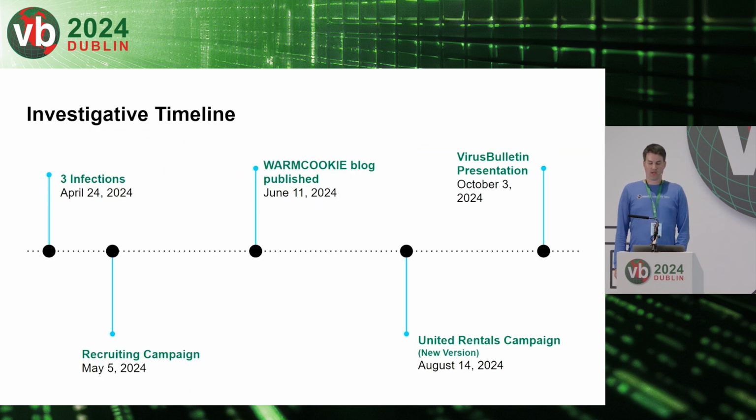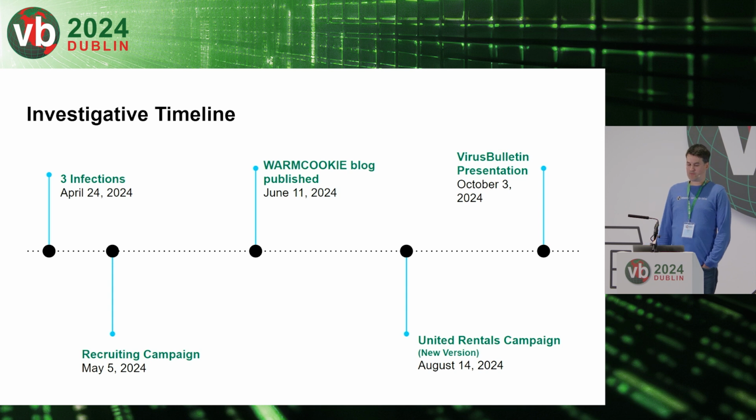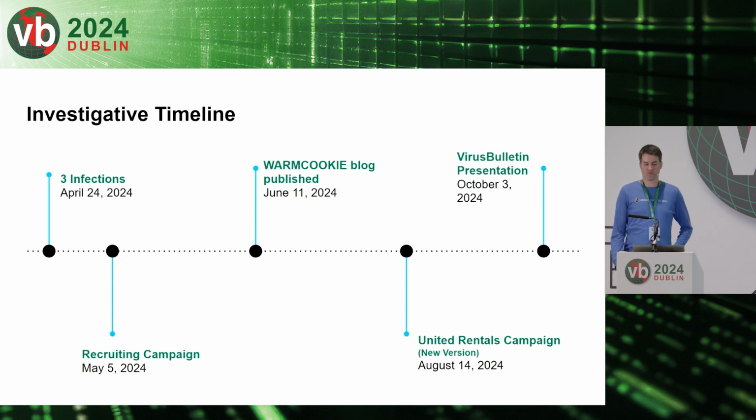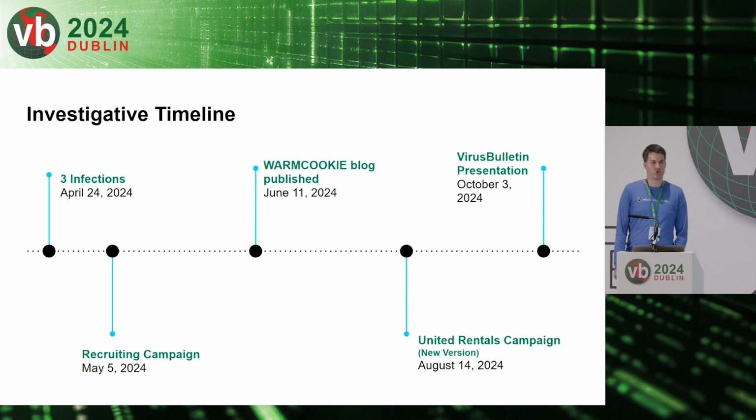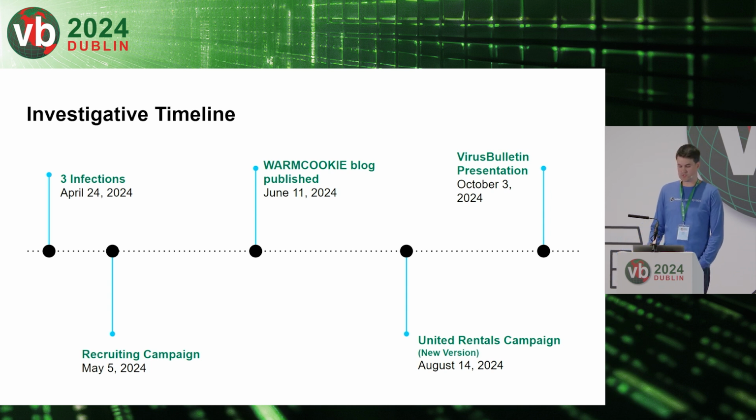So, coming back to our timeline, from our research point of view, we found 3 infections for WARMCOOKIE in April 2024. At that time, we started to watch it, and then on May 5th, there was a recruiting staffing impersonation campaign that we observed through emails. Then we decided to write a blog post in June. Shortly after, in August, there was a new version, a new campaign. They updated some things. And then today, I'm doing some of the presentation here.